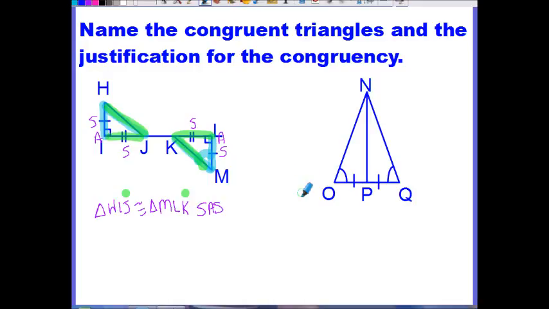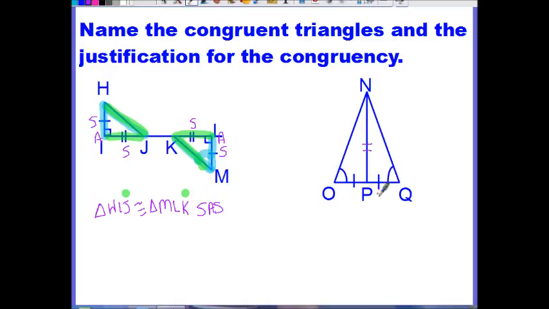I want you to determine first and foremost what tick marks we can put in without needing to be told. Hopefully you said we have a reflexive side. We don't have to be given that. We can automatically deduce that based on properties that we know. Now, when I look at this, I have two sides and an angle. But there's a problem. That angle is not included.